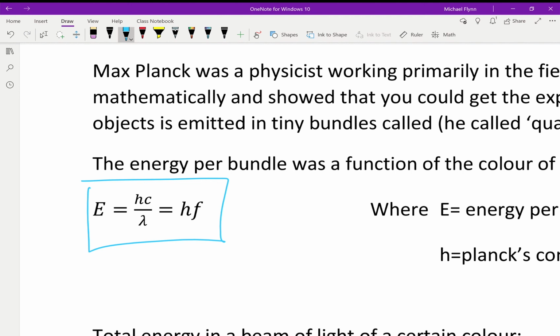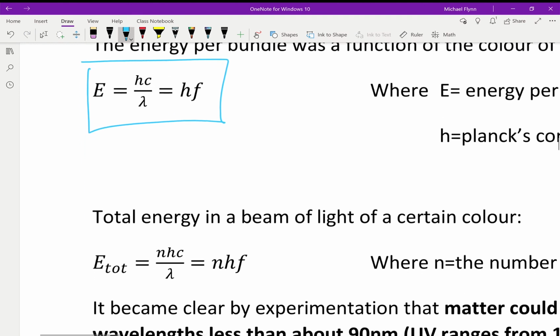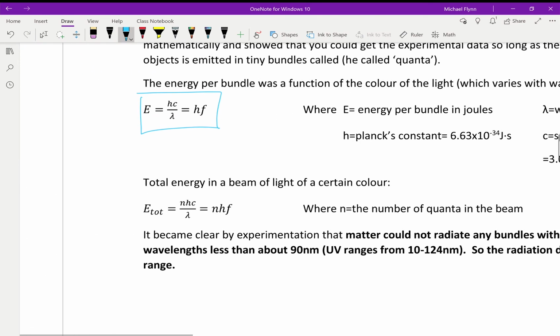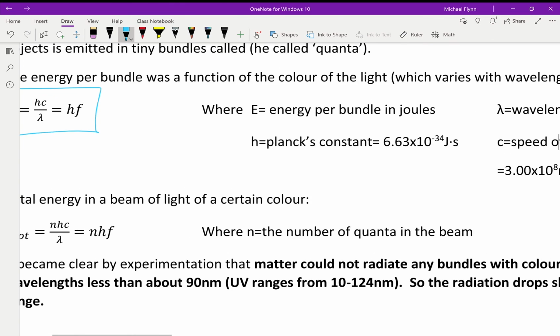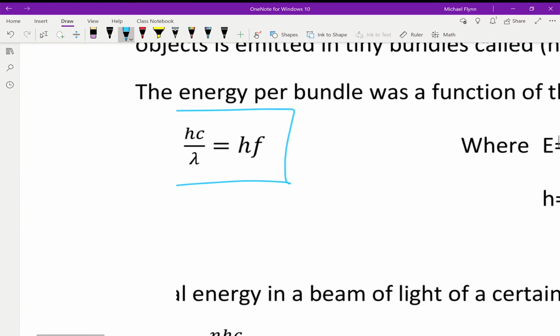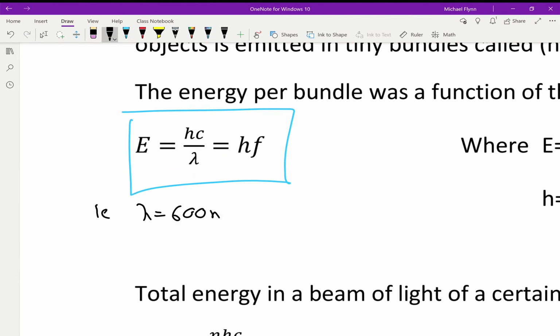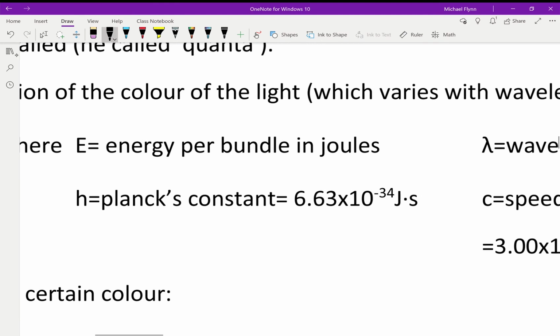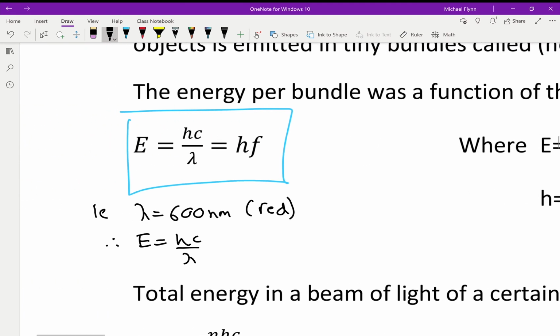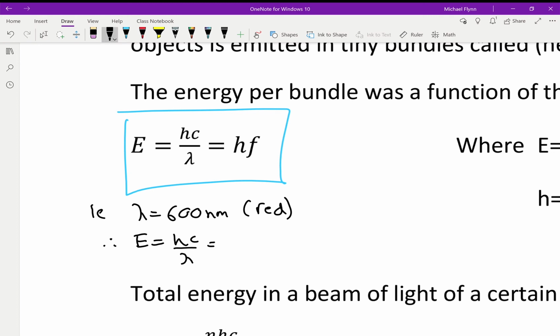So let's say you were a bundle of red light. Did I give an example here? No, I didn't. Let me give you a little example. Let's say your wavelength is 600 nanometers, and that's for red. Then the energy per little bundle of red light would be E equals hc over lambda. And his constant is a really tiny number, which makes sense, because a little bundle of red light would be a very small bit of light.